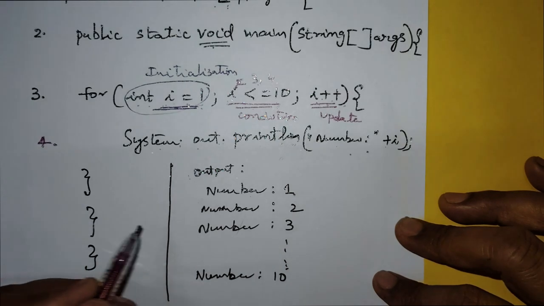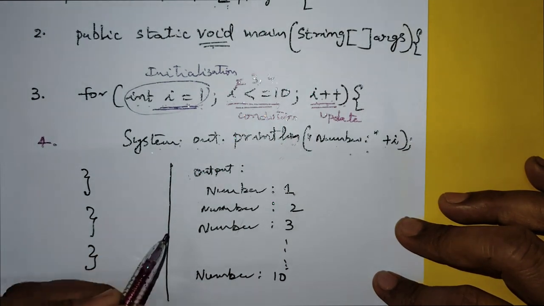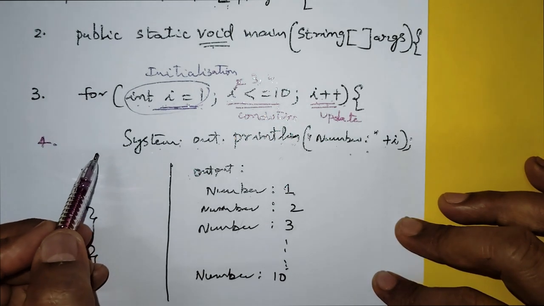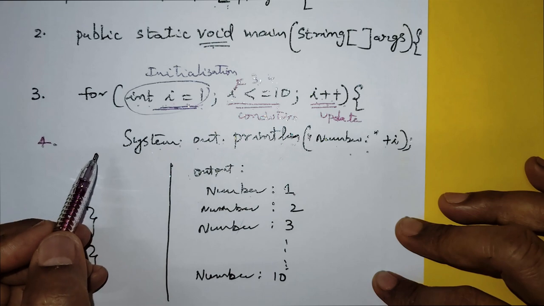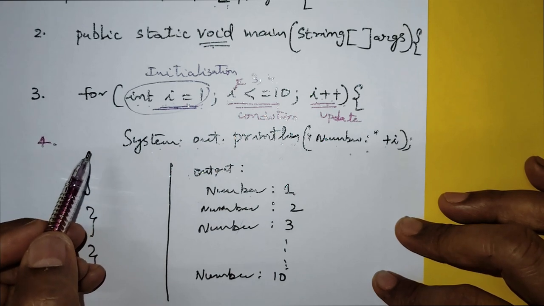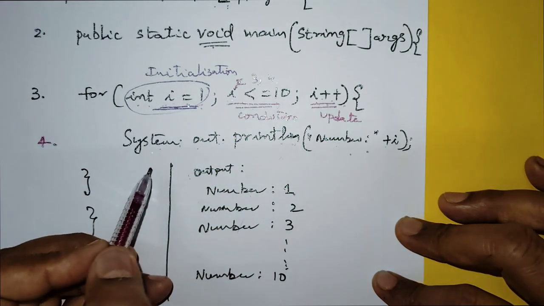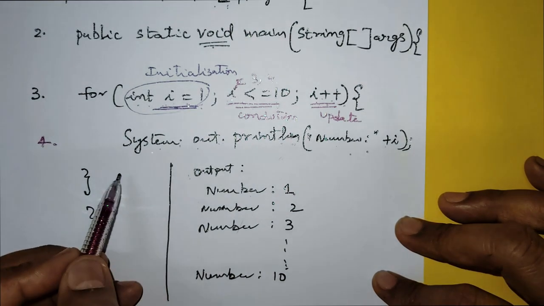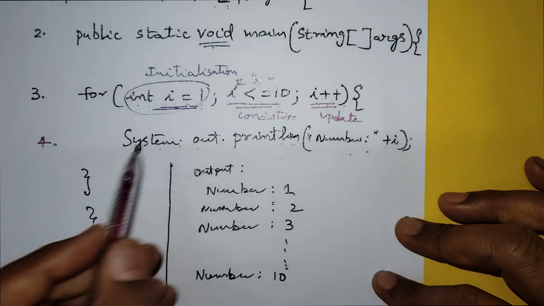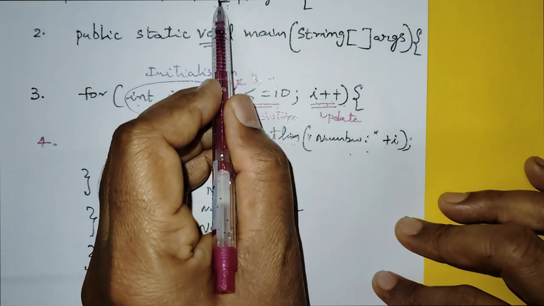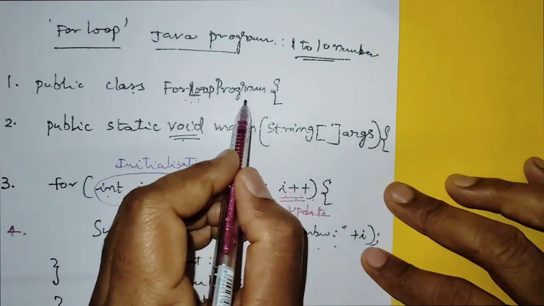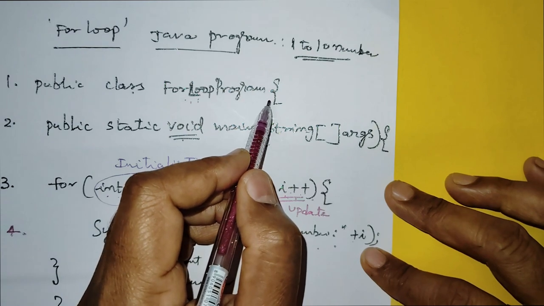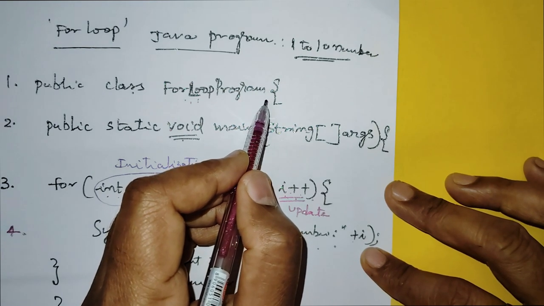So this is the example of using a for loop in Java programming. In the coming videos, I am going to demonstrate how to save the Java program and where to write it. Just an introduction. After this, the program should be written on Notepad or Notepad++. After that, it should be saved using the class name, that is, for loop program.java.